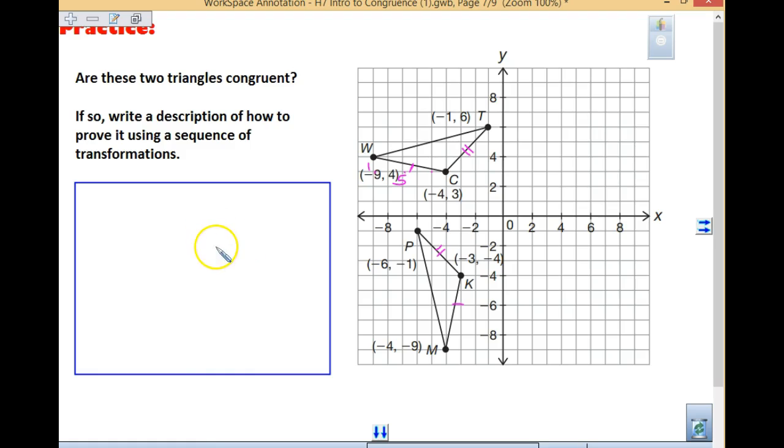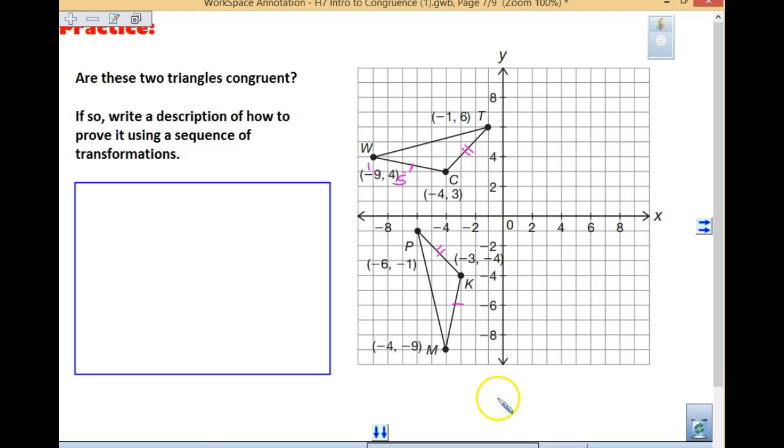So if we are looking at this one and it says, write a description that's going to prove these 2 triangles are congruent, that means I need the steps for how you're getting from one to the next. Now, if I am looking at this one, what are we thinking is one way we could do it?